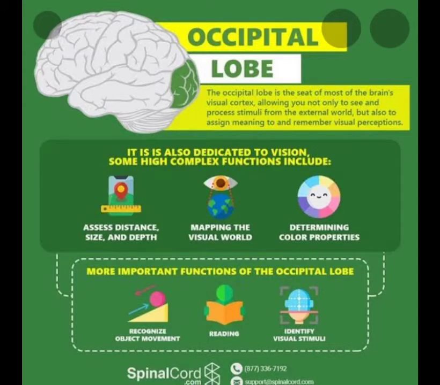Occipital lobe. The occipital lobe is the smallest of the four lobes of the cerebral hemisphere. It is present posterior to the parietal and temporal lobes. The occipital lobe is primarily responsible for visual processing. It contains the primary and association visual cortex.